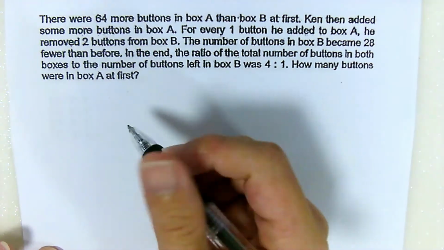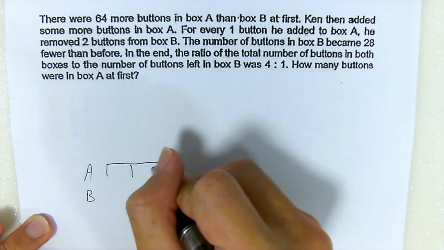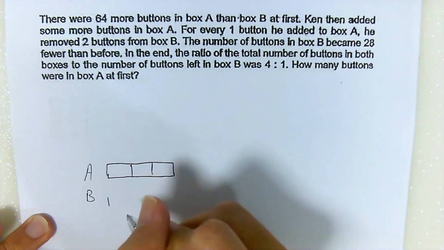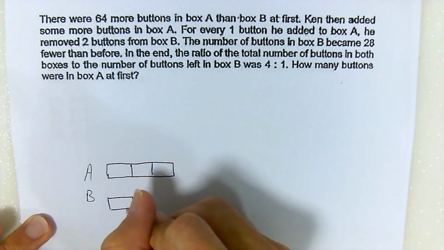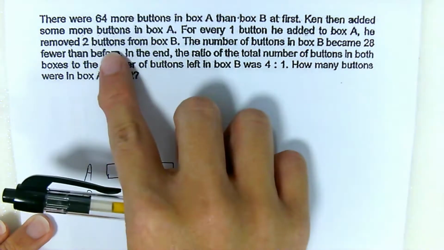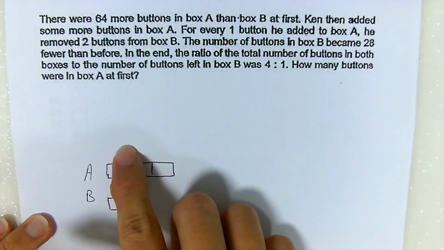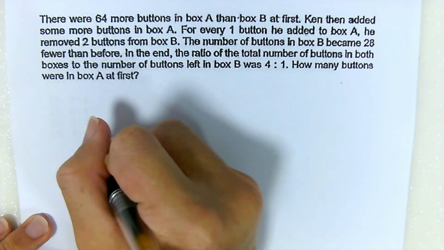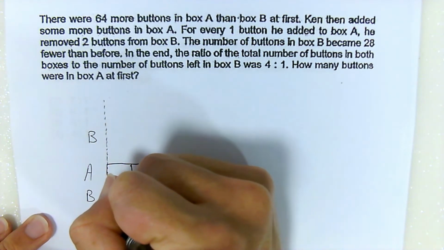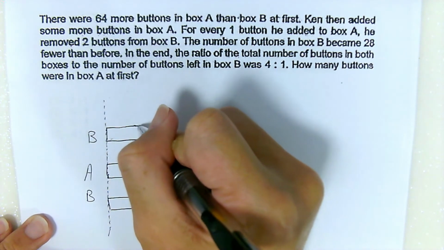Now let's draw the after first. After is that A to B will be 3 units: 1, 2, and 3. And then your B will just be 1 unit. Now let's draw the before. Because you know that they removed buttons from B, B will become smaller, which means that originally it's supposed to be bigger. I'm starting from the same line. Your B is supposed to be bigger than this, maybe just like that.